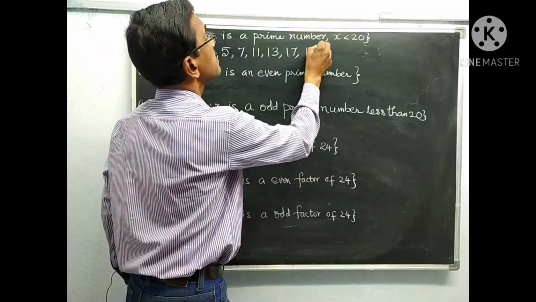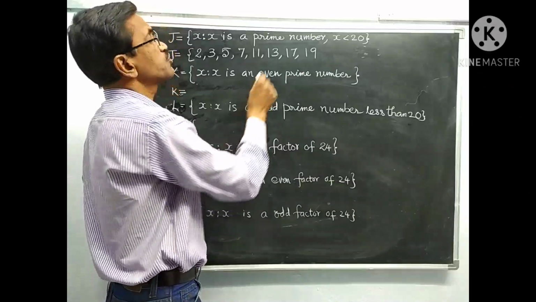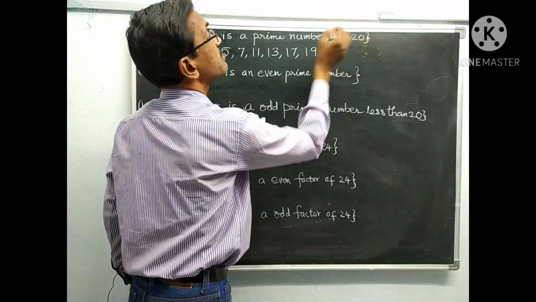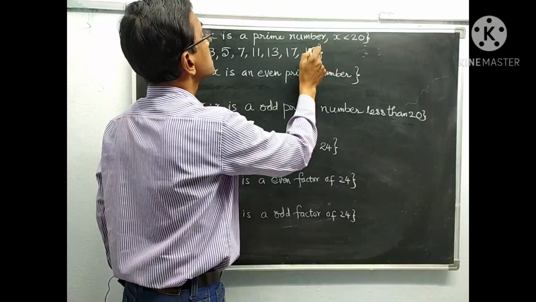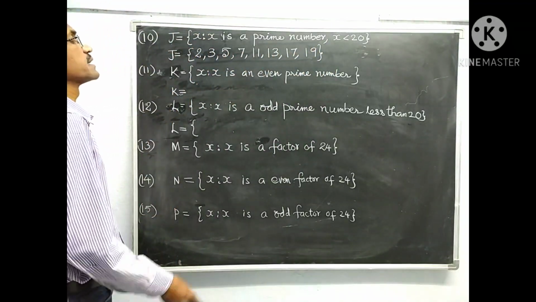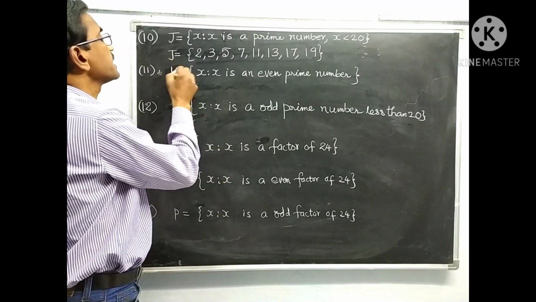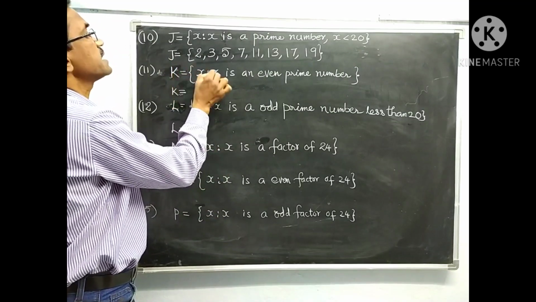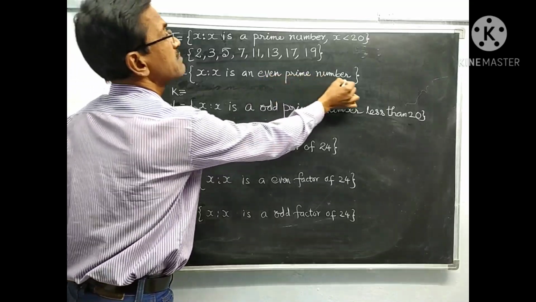Next, 19 is not divisible by other numbers. We have to write only up to less than 20. So these are the prime numbers which are less than 20. In this set, K is equal to x such that x is an even prime number.